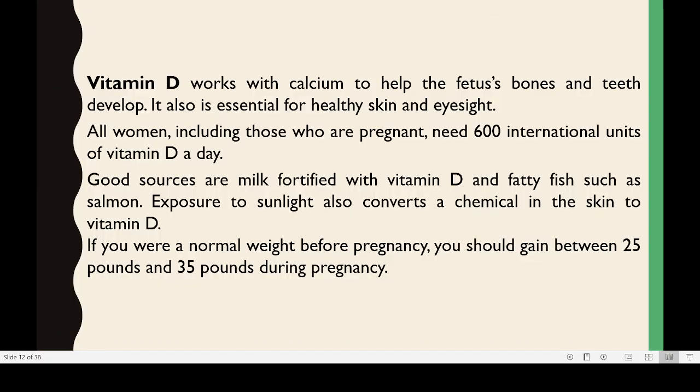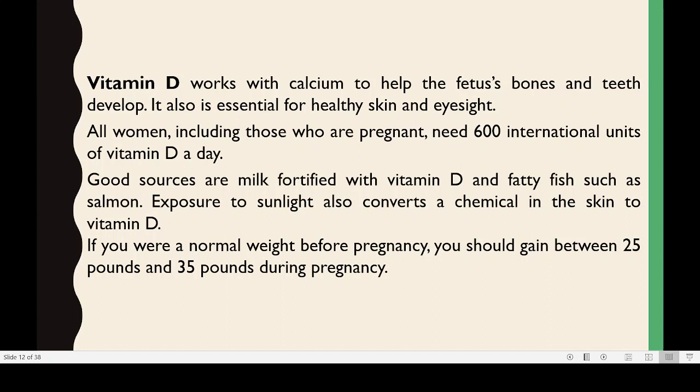Then coming to the last one, vitamin D. An extra intake of 600 international units of vitamin D is needed. The best sources of vitamin D are milk fortified with vitamin D, fatty fish such as salmon, and also exposure to sunlight, which converts a chemical in the skin to vitamin D. That is why, if you are exposed to a sufficient amount of sunlight, the development of vitamin D will take place.